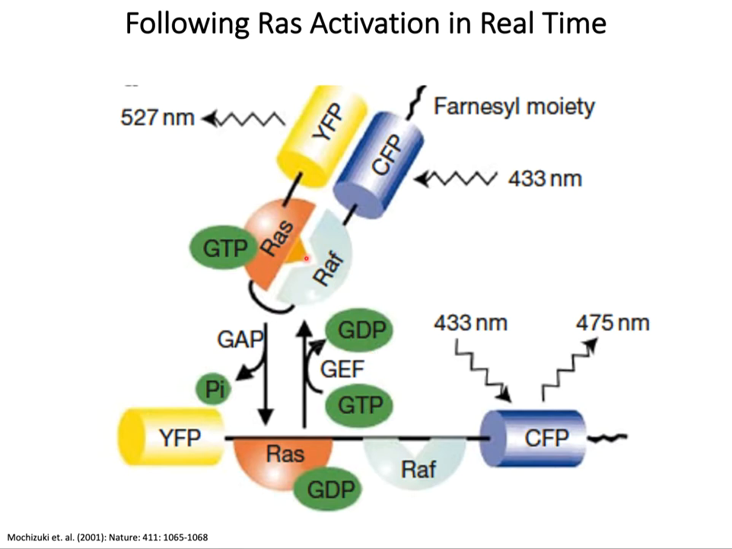This form of RAS will immediately bind to RAF, and they are now close and within 10 nanometer distance. So the YFP and CFP will show FRET. So when the cells are excited at 433 nanometer, CFP will emit 475 nanometer, which is the excitation wavelength of the YFP, and YFP being close due to FRET will emit at 527 nanometer.